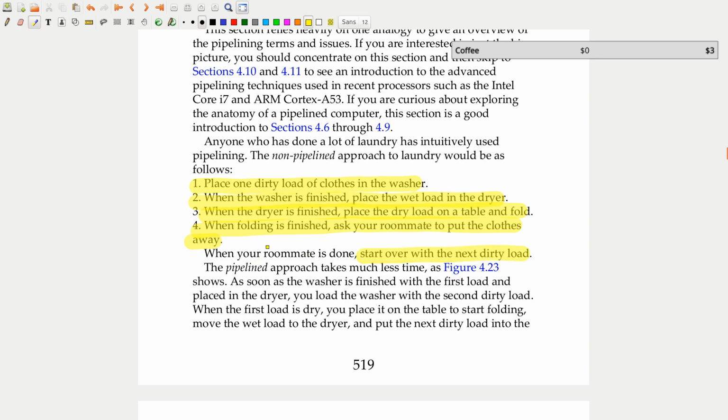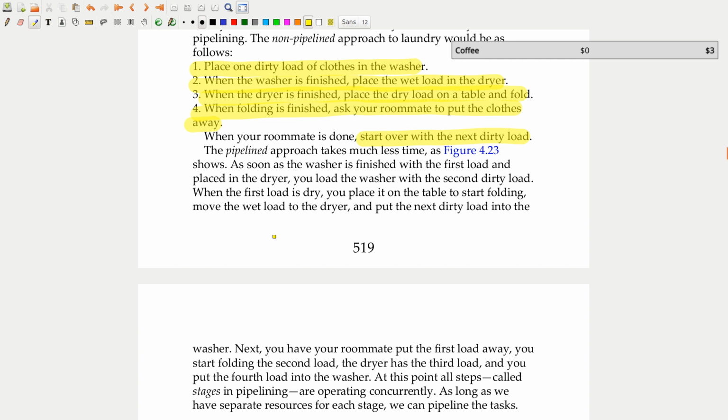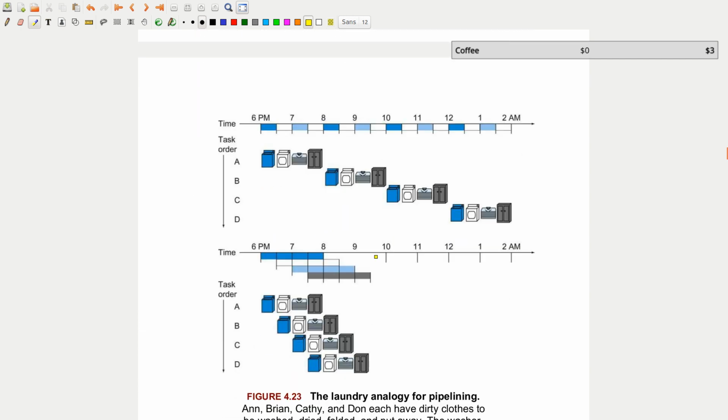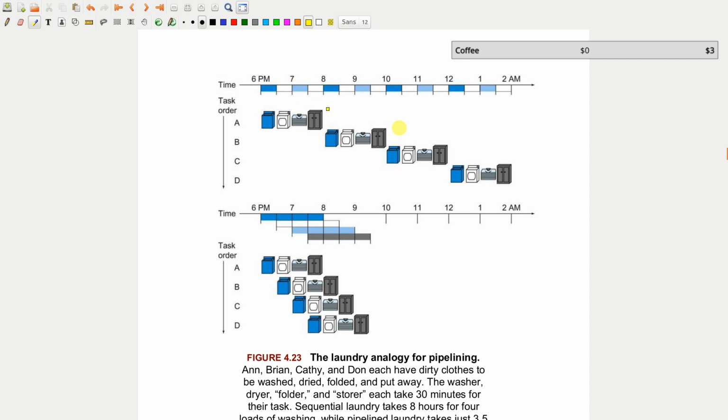So a better way to do this is very simple. As soon as the stuff comes out of the washer, you can immediately put that in the dryer and put the next load in the washer. So we're overlapping two different cycles of laundry there. So here we have an idea of a non-pipeline approach where we have washer, dryer, fold, put away. And then on the next cycles, we do the same.